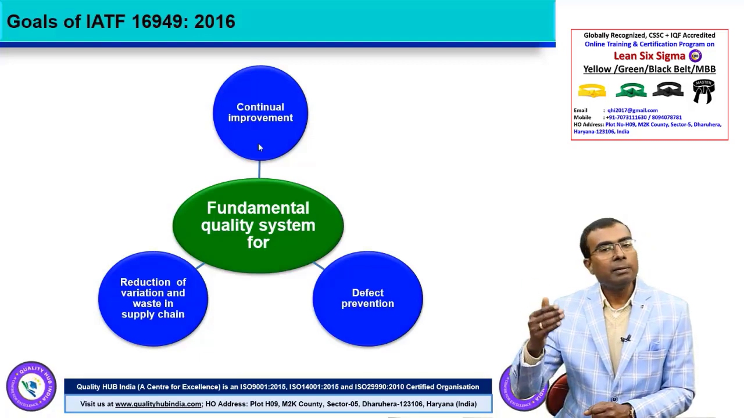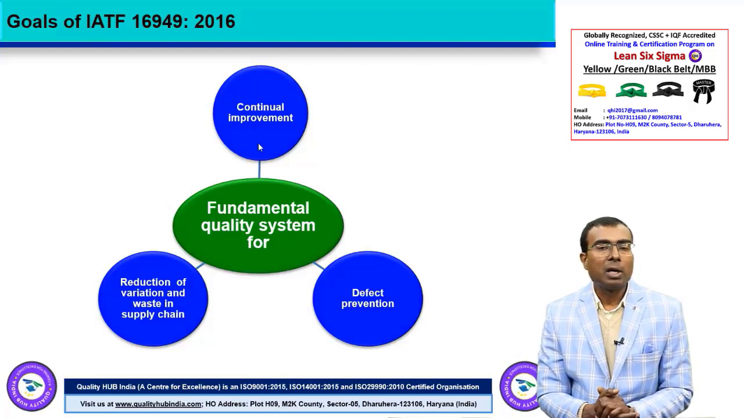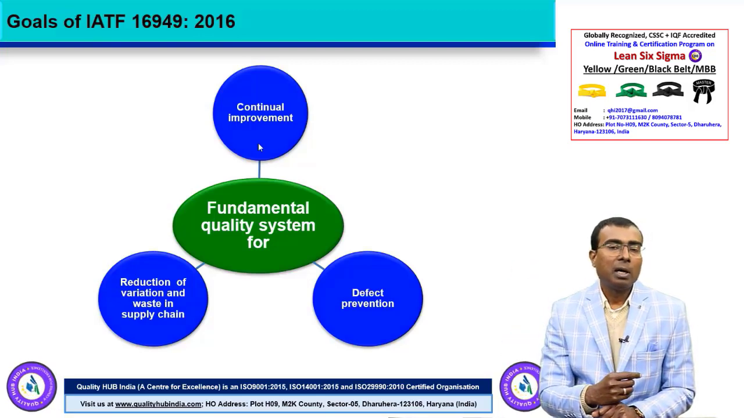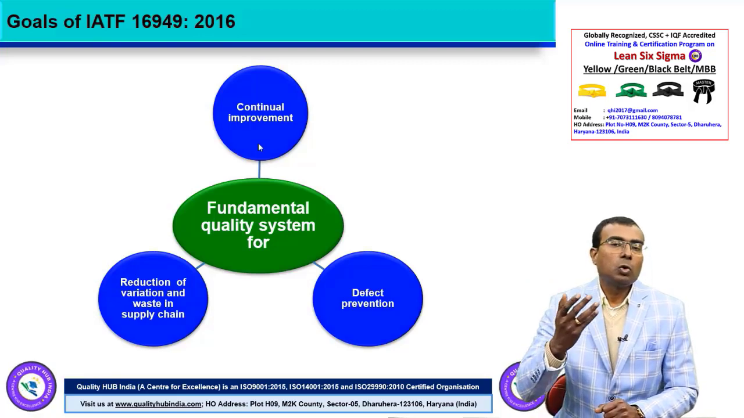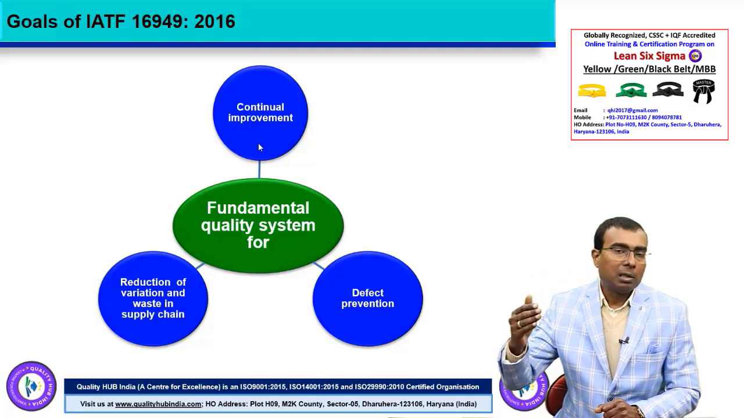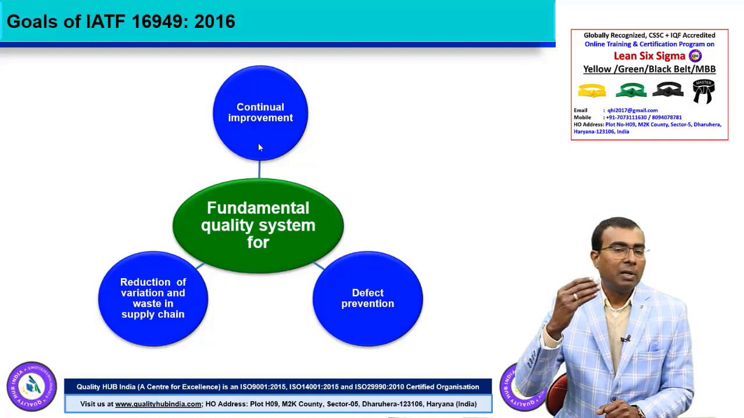That's why there is a reduction in rejection rate. Same way you can show continual improvement program running in production department by showing the trend of improvement in productivity, improvement in OEE, that is overall equipment effectiveness. Same way you can show a continual improvement trend in maintenance department by showing trend of reduction in breakdown timings, or improvement in mean time to repair, mean time between failure.